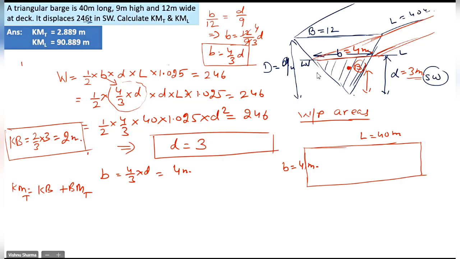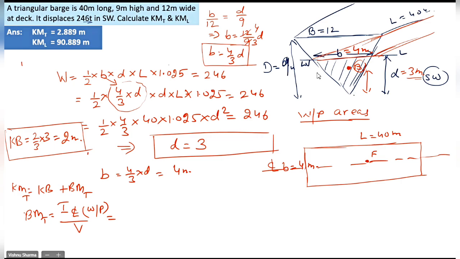Now, where will be the center of flotation in this water plane area? Center of flotation will be here. What do I need to do? I need to draw an axis. Is it again the center line? Yes, fortunately, yes. What will be your BMT? It will be I about center line, center line with reference to my diagram, guys, of the water plane divided by volume of displacement.